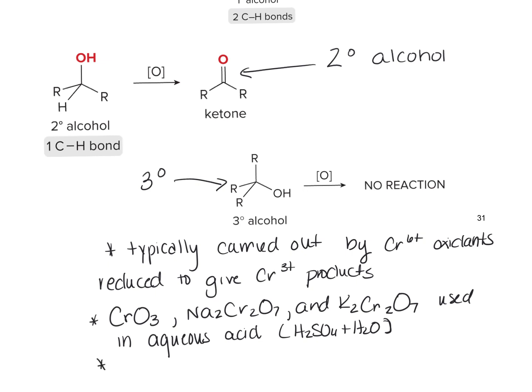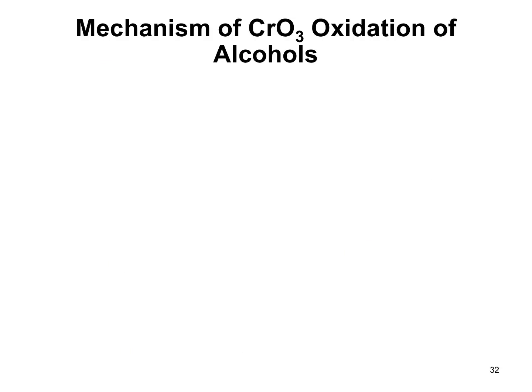Now, another one that we're going to talk about is PCC, and that's soluble in dichloromethane, and that can be used without a strong acid present. And so it's a more selective, milder oxidant that's also used to oxidize alcohols. So let's look at this mechanism with chromium oxide.